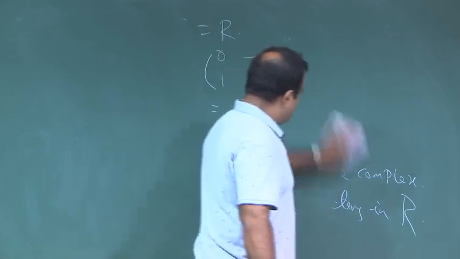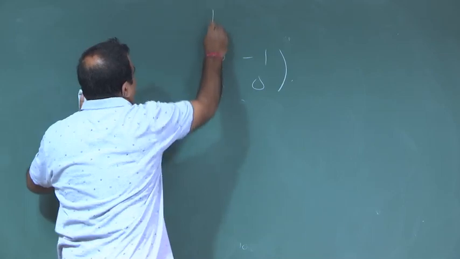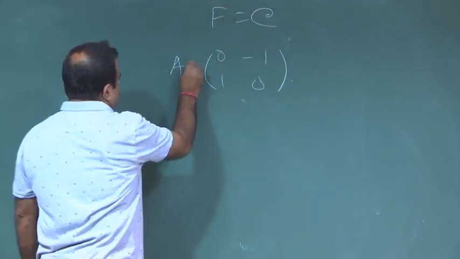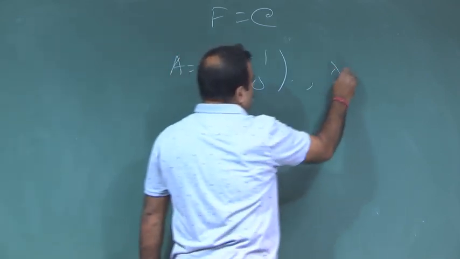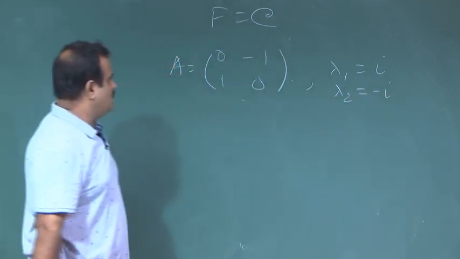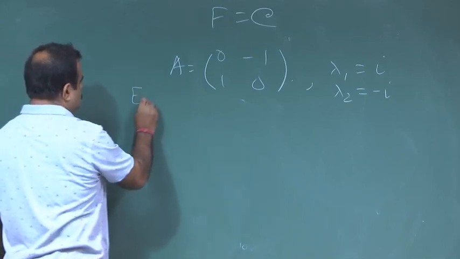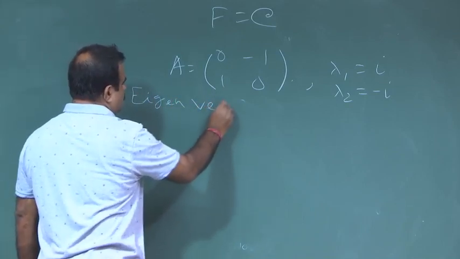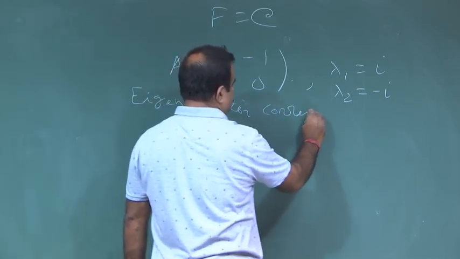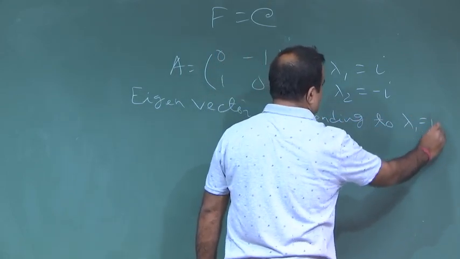So, let us take this matrix again, and now our field is the complex field, the set of all complex numbers, and we have two eigenvalues, lambda 1 equal to i and lambda 2 equal to minus i, plus minus i. Now we want to find the eigenvector corresponding to these two. So, the eigenvector corresponding to lambda 1, which is i.